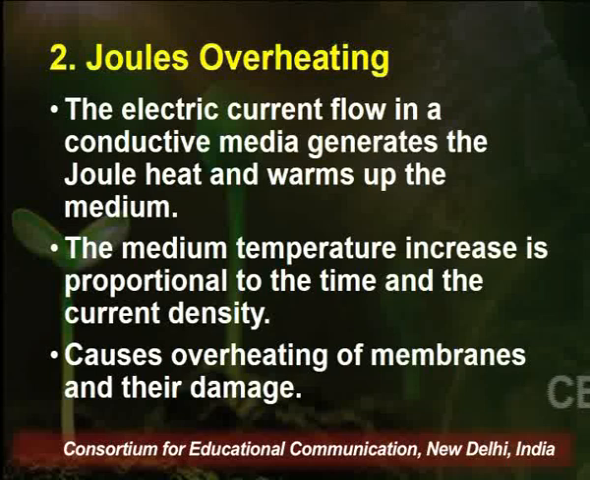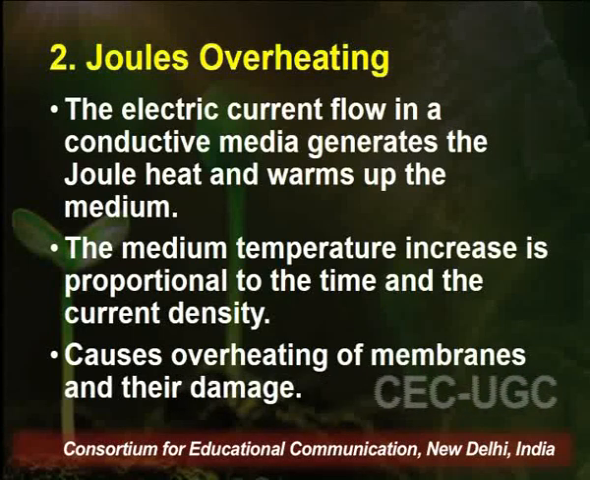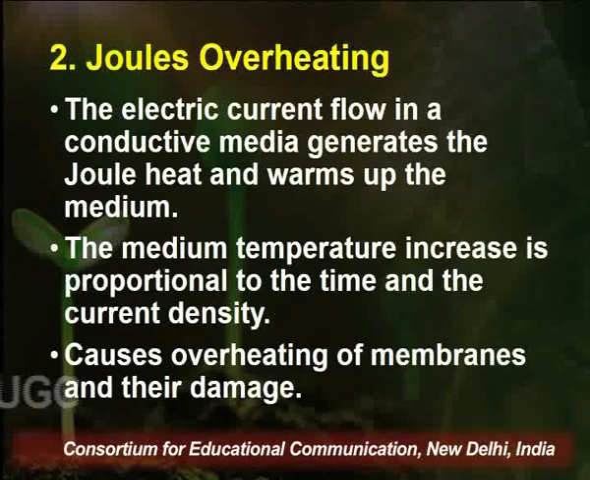Now we move on to the second mechanism by which the electric current causes damage to the membrane or causes the opening of the cells, and this is Joule's overheating. As I told you, whenever the current is passed through a conductive media, there is a resistance towards the flow of that current, and this resistance leads to the generation of Joule's heat, which eventually causes the warming up of the media. This increase in temperature of the media is directly proportional to the time and the intensity of the current that is passed through that media. And if the current is passed for a longer duration, then obviously it will cause overheating of the membranes, which eventually leads to their damage.